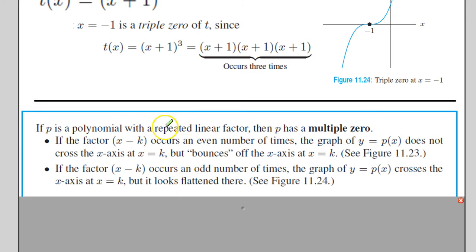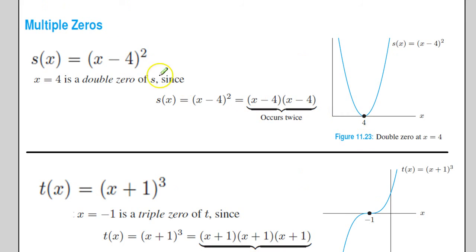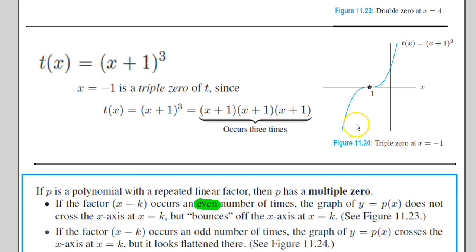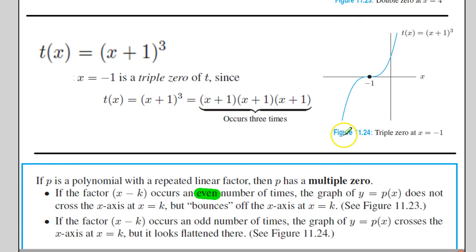If a polynomial has a repeated linear factor, then P has a multiple 0, and a polynomial can have more than one multiple zero. And if the linear factor occurs an even number of times, then the graph does not cross the x-axis, but it bounces off the x-axis. As we saw here, this was a double zero, which means it's an even multiplicity, and it bounces off at that double zero point. But if the linear factor occurs an odd number of times, then the graph actually will cross the x-axis instead of bouncing off. And we see that here with x equals negative 1 being a triple zero.